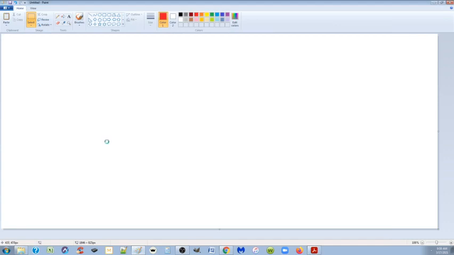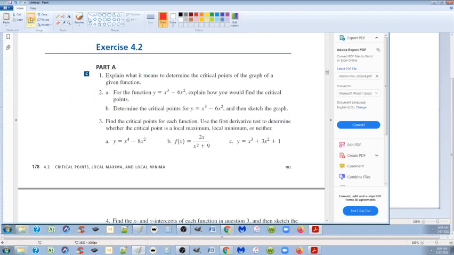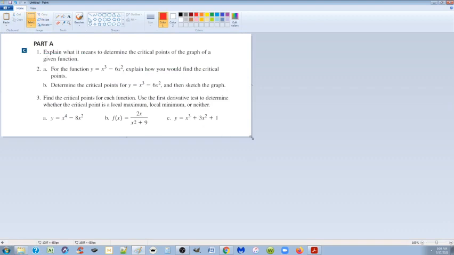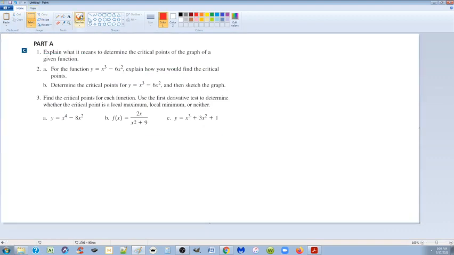Okay, number one, explain. Well, when you set the derivative equal to 0, you're finding when that slope is equal to 0, and thus the only time that slope on a graph is 0 is when it's got a critical point or a turning point.